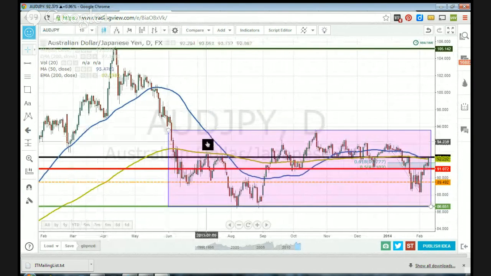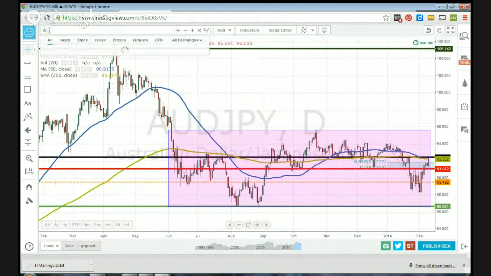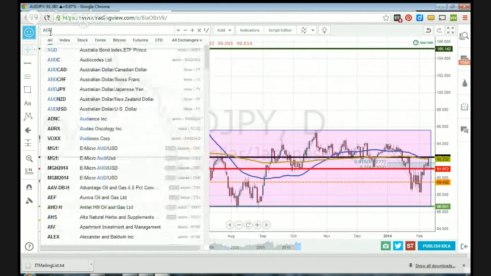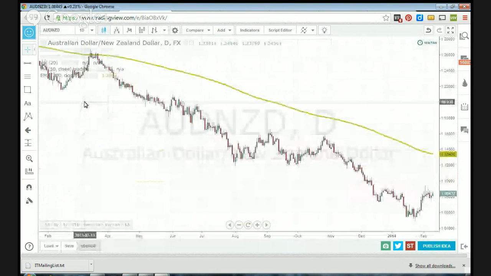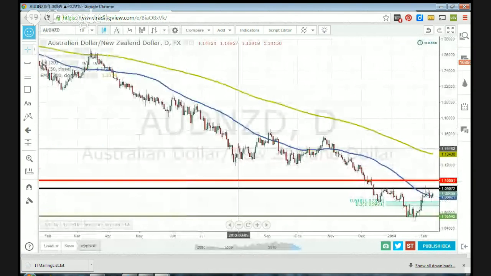So Aussie yen, it's been very strange. Maybe it falls to the top or bottom of this range. That'll be interesting. But nothing yet. Aussie, New Zealand. Now this is my entry order that I have on. And if price can rally to 109.07, I'll definitely be interested in shorting.